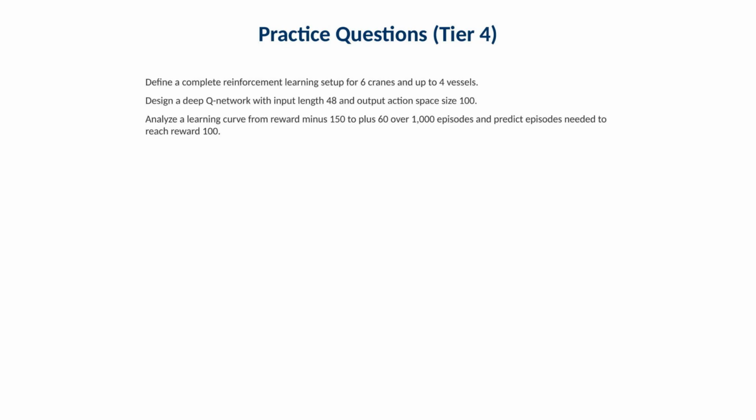These questions focus on reinforcement learning setup. You define a state and action space for 6 cranes and up to 4 vessels, then design a deep Q network with input length 48 and output action space size 100. You also analyze a learning curve from reward minus 150 to plus 60 over 1,000 episodes, and predict how many additional episodes would be needed to reach reward 100.